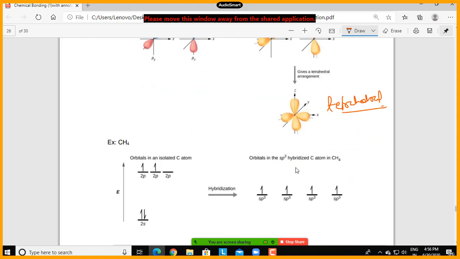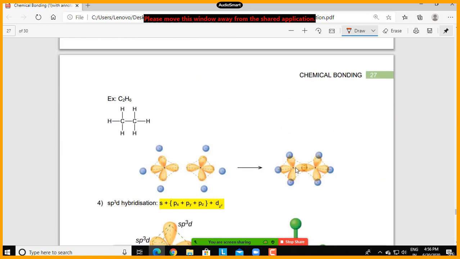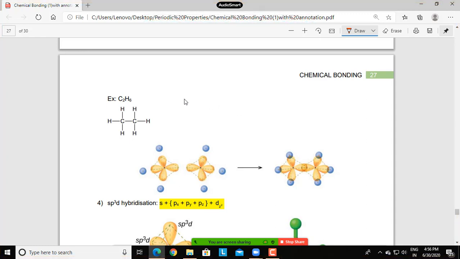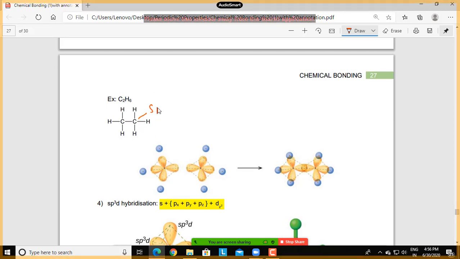Then sp3 hybridization is completed. Formation of C2H6 is showing. Okay, so in C2H6, each carbon will have sp3 hybridization.